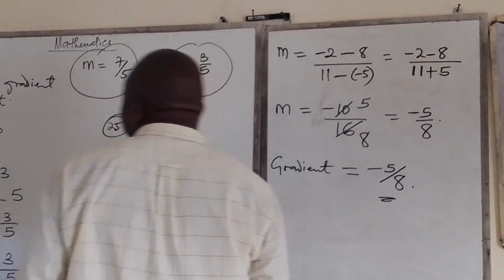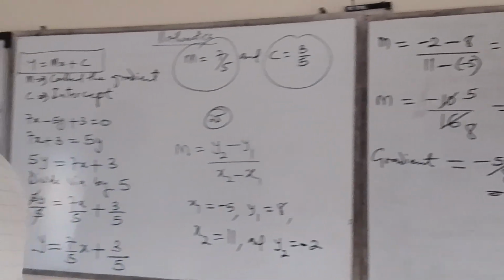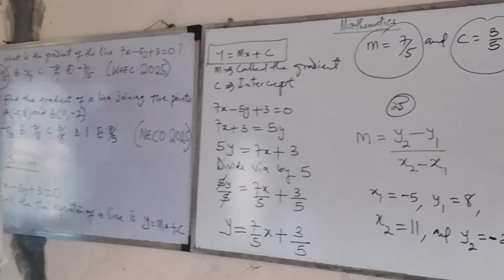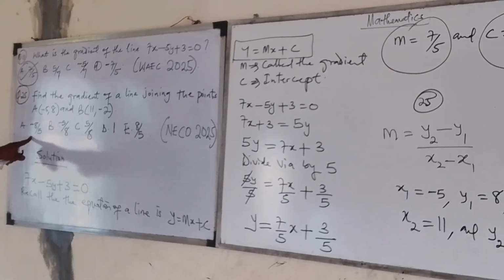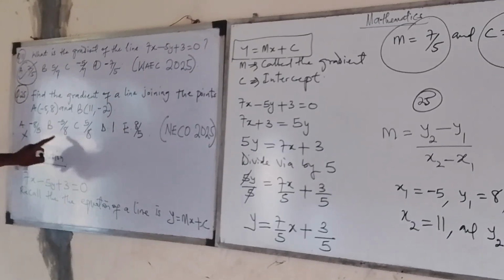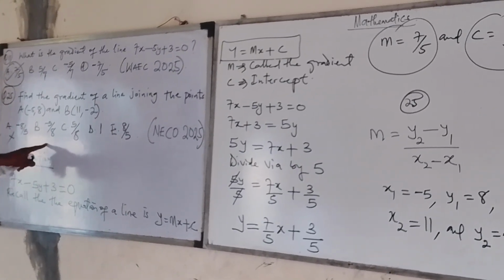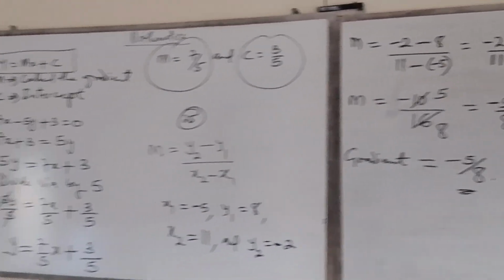Here they also gave us options A to E. Option A, we have minus 8 all over 5, not true. Option B, we have minus 5 all over 8. So it means this is the correct option.